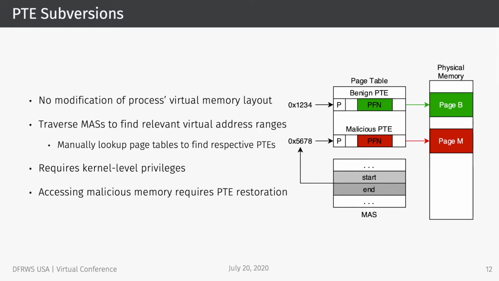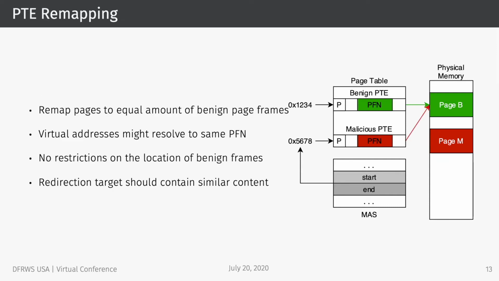The modification itself requires kernel privileges, and compared to the previous technique, those modifications must be restored prior to accessing the malicious memory. Otherwise, the process will fail to access the correct content. In the next two slides, I present two possibilities to implement these PTE modifications. The first approach remaps the malicious pages to an equal amount of benign page frames. So in our example on the right, we remap the page frame number of the malicious page M to reference the benign page frame B.